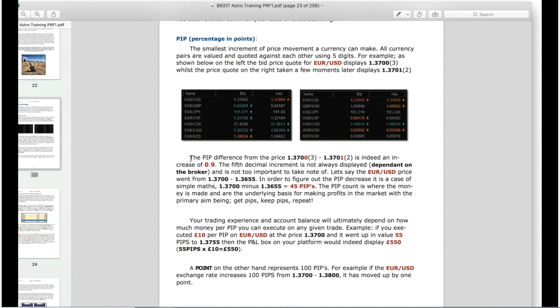Now, here, firstly, the pip difference from the price 1.3700, and I've put in brackets the 5th one here, 3, to 1.3701 in brackets 2, is indeed an increase of 0.9 pips. Now, the 5th decimal place, we can in fact just turn a blind eye to it. It is known as a pipette. The pipette is more or less a point of the actual pip. The 4th decimal place is the pip. Let me just get my whiteboard up again.